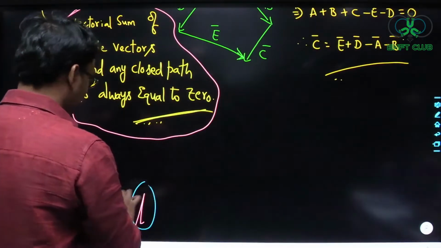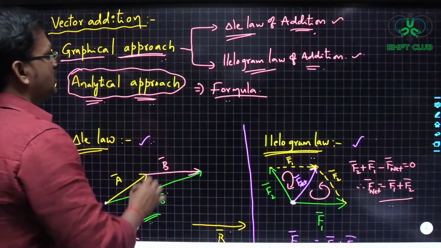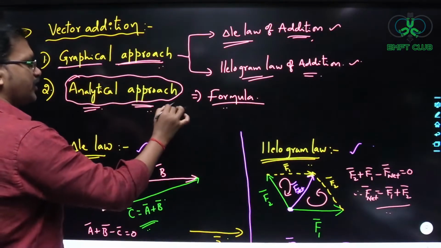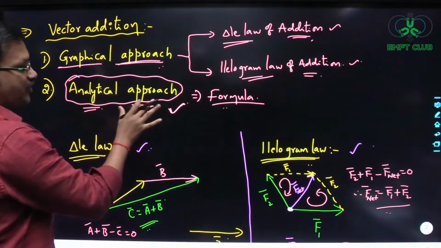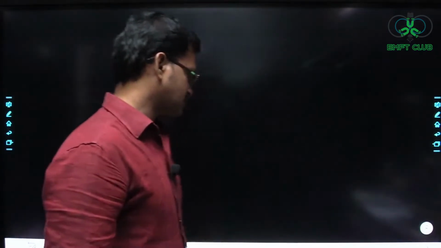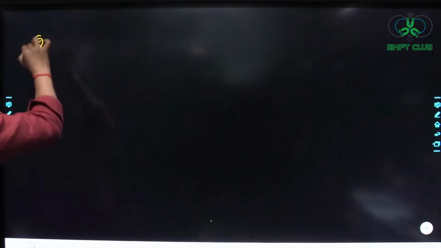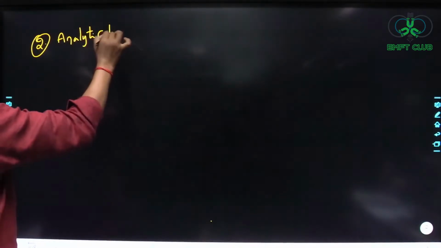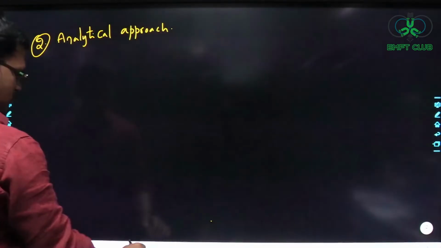We have seen the graphical approach for the addition of two vectors. Now we try to develop the formula for the addition of any two vectors, that is the analytical approach. It is very simple here. I am trying to develop the formula in order to add any two vectors.